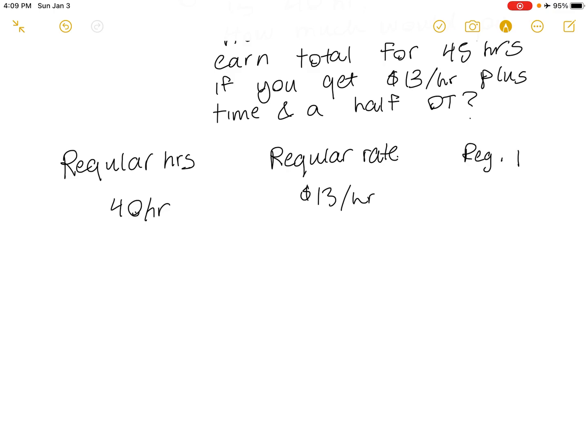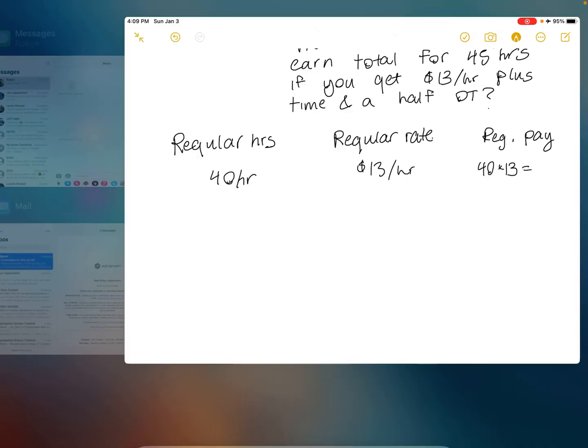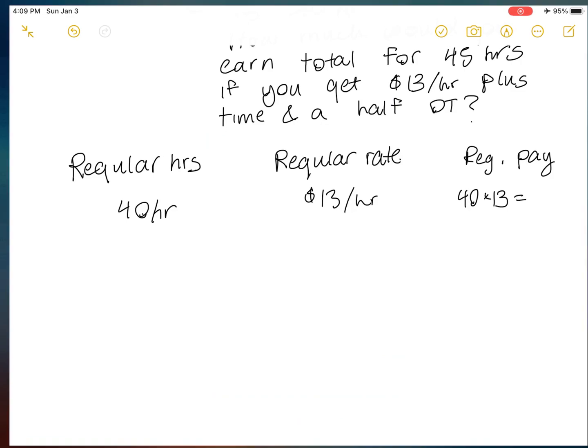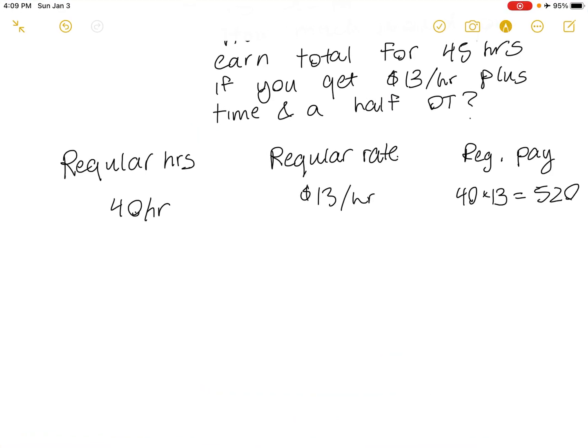Okay, so your regular pay is going to be 40 times 13, which is 520. Okay. Your overtime hours are how many hours did you work beyond 40? Well, this person worked 45, so they worked 5 hours beyond 40.